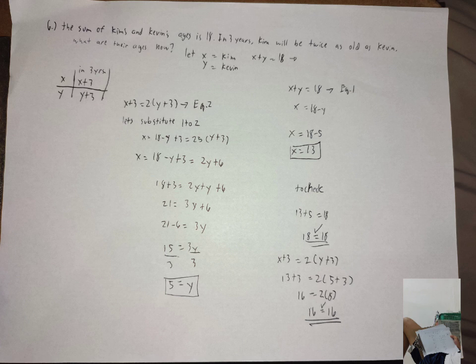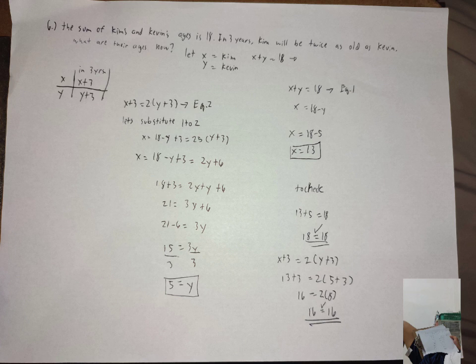So x equals 18 minus y. And let's move on to equation number 2. Let's substitute. So x equals 18 minus y plus 3 equals 2 multiplied by y plus 3. Then 18 minus y plus 3 equals 2y plus 6. Then 18 plus 3 equals 2y plus y plus 6. So 21 equals 3y plus 6.